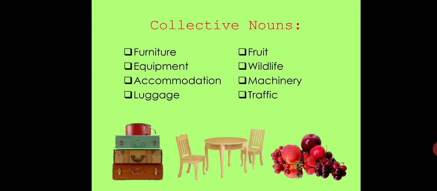What about collective nouns such as furniture, equipment, accommodation, luggage, fruit, wildlife, machinery, and traffic? You don't say fruits, okay? You also don't say fish. You also don't say fishes, you only say fish. Sir, what about if I'm pertaining to multiple species of fish? That's a time that you only use fish with an ES.